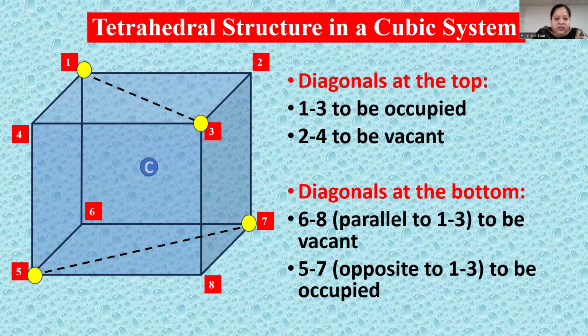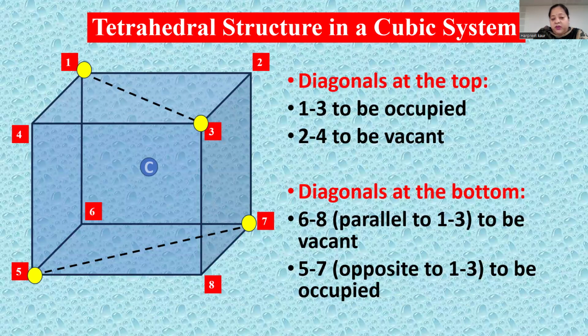And this can be seen in another way: these are the alternate corners of the cube. Alternate corners are occupied and alternate are vacant. As 1 is occupied, 2 is vacant, 3 is occupied, 4 vacant, 5 occupied, 6 vacant, 7 occupied, 8 vacant. 4 alternate corners are occupied and 4 alternate corners are vacant.